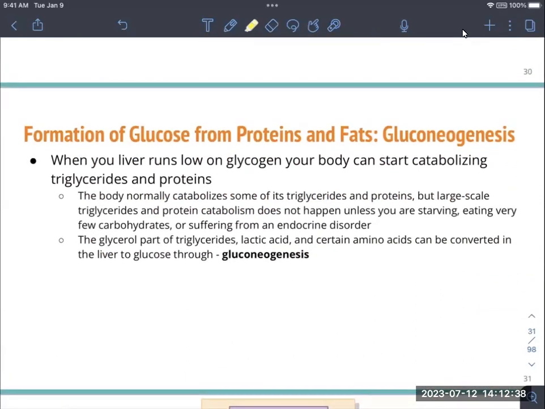So what happens when we run low on glycogen? Well, one bonus is we can start breaking down triglycerides for energy. We're breaking down fats for energy, that's a bonus. But once we get to the part where we start breaking down proteins, that usually means we're breaking down different organs, different parts of the body that we need. So we do catabolize or break down these triglycerides and proteins, but it doesn't happen unless you are starving, if you eat very few carbohydrates, or if you have some sort of endocrine disorder.